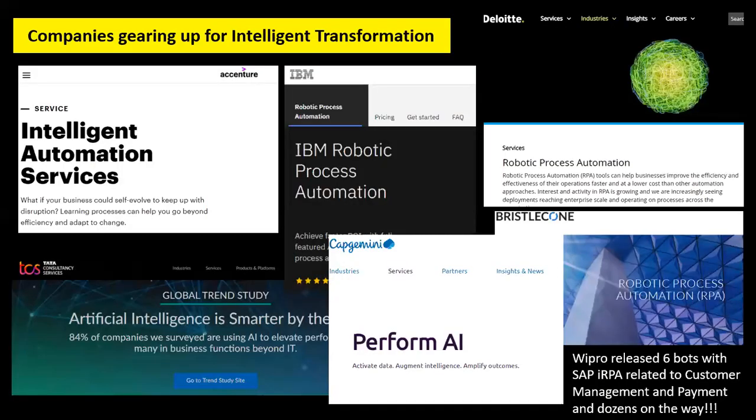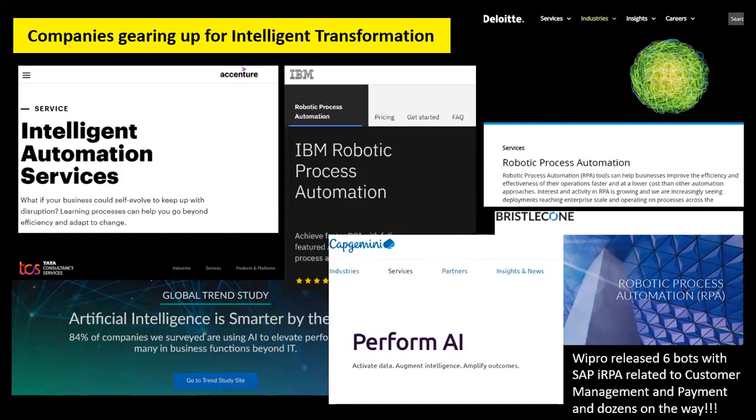Moving ahead, here I have listed some companies. You can visit all their websites: Capgemini, IBM. Every company has this practice now. All of them are using intelligent technologies for their customers, using SAP or non-SAP technologies. They are already working on AI/ML platforms. Many companies are also releasing their robots, chatbots, and various applications in the SAP ecosystem or in the non-SAP ecosystem also.